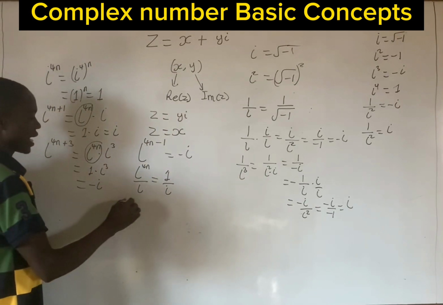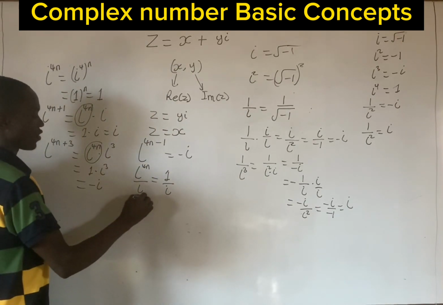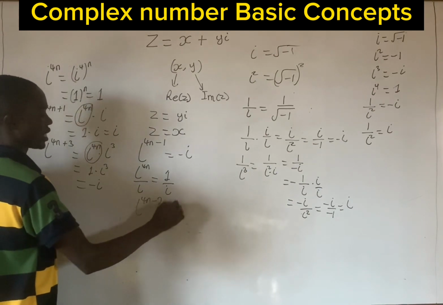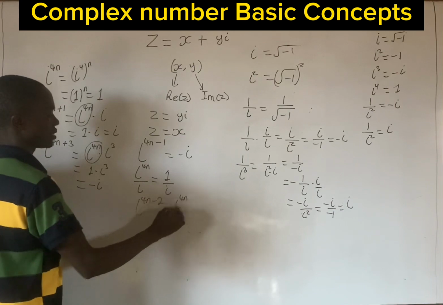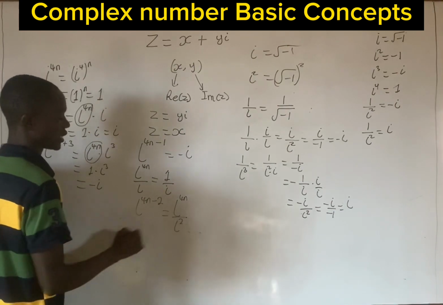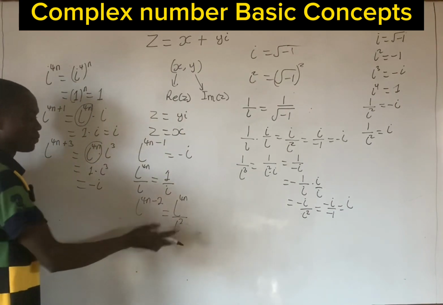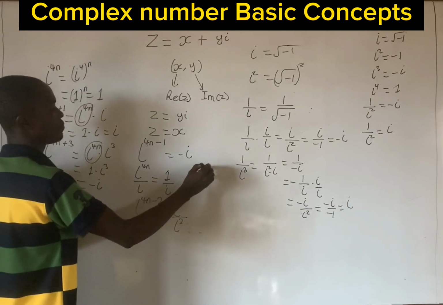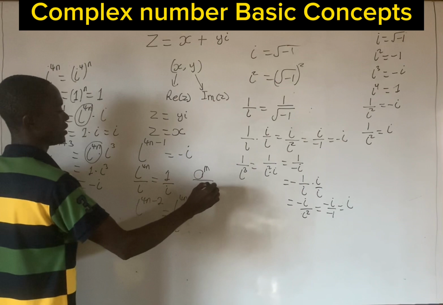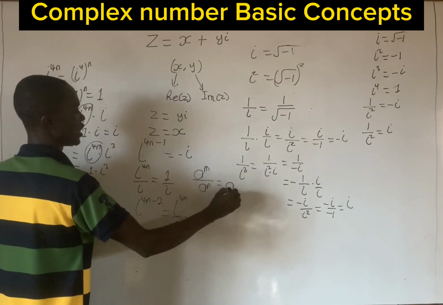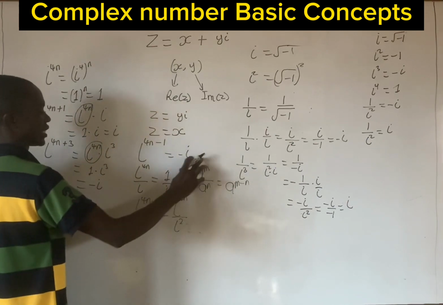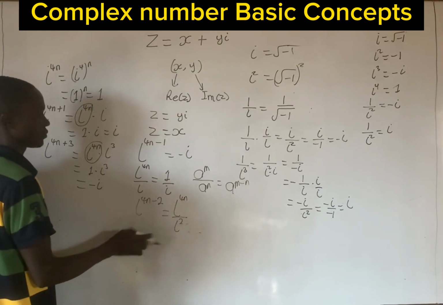Then let's say I have i to the power 4n minus 2. This will give me i to the power 4n divided by i squared. Remember, we are doing this using the laws of exponents. If you have a to the power m divided by a to the power n, then you have a to the power m minus n. So we send this one back here. That is what we are doing here, right?